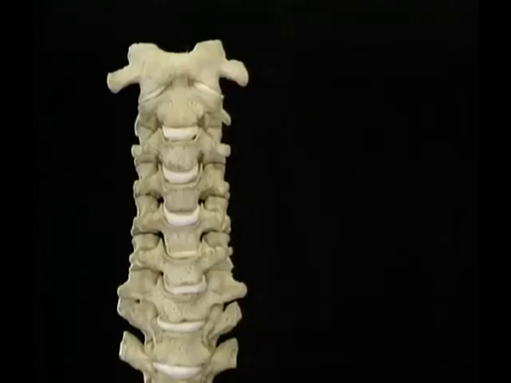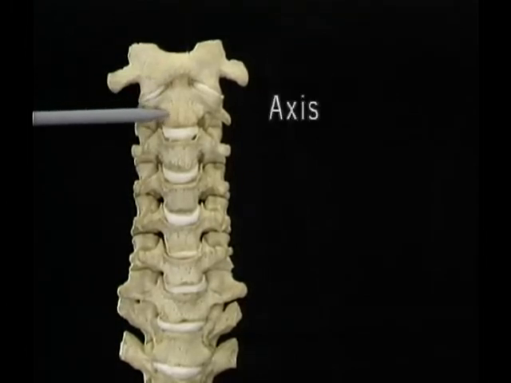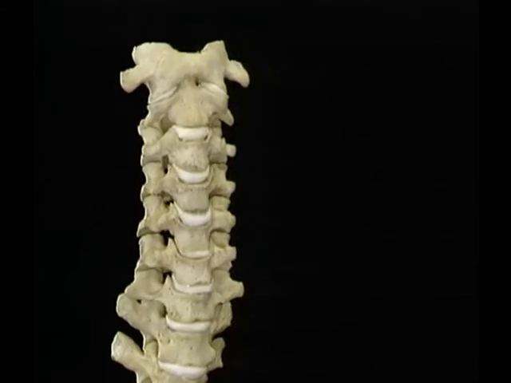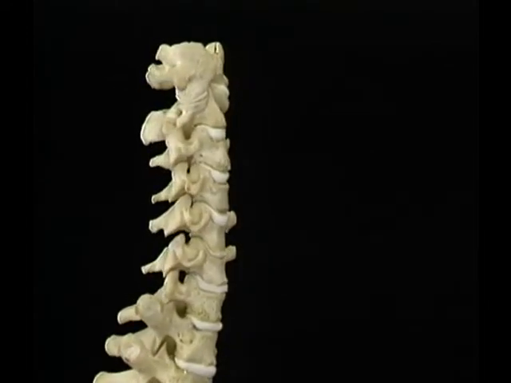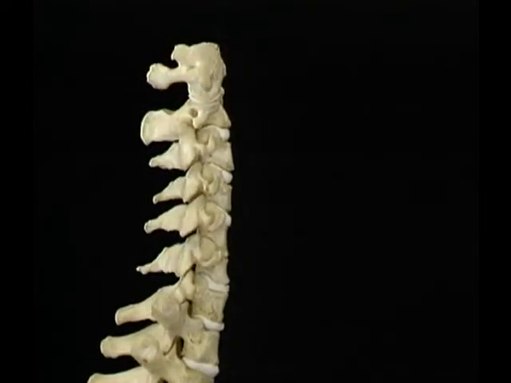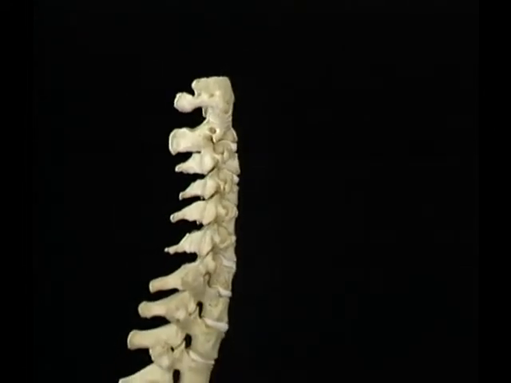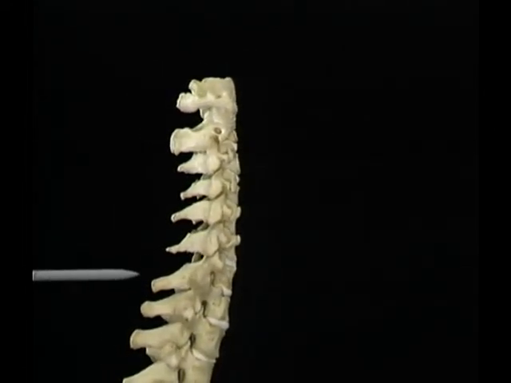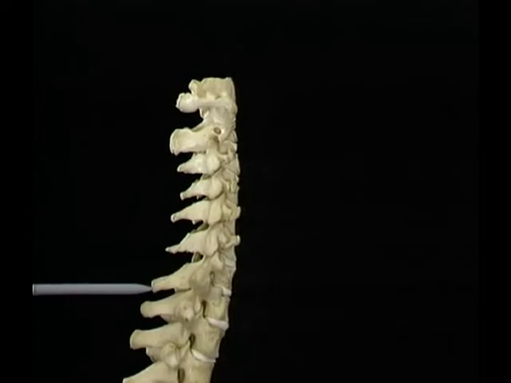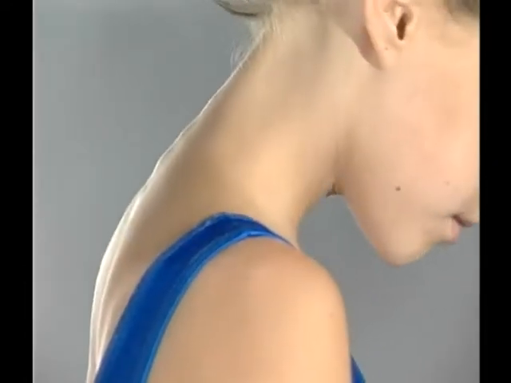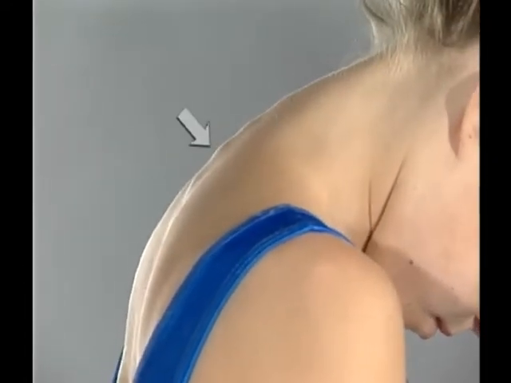Of the 7 cervical vertebrae, the first 2, which are called the atlas and the axis, differ from the others in several ways. We'll see them in detail in volume 4 of this atlas. The 7th cervical vertebra also differs from the others in that it has a long spinous process, ending at a single point, which forms this small prominence on the back of the neck.